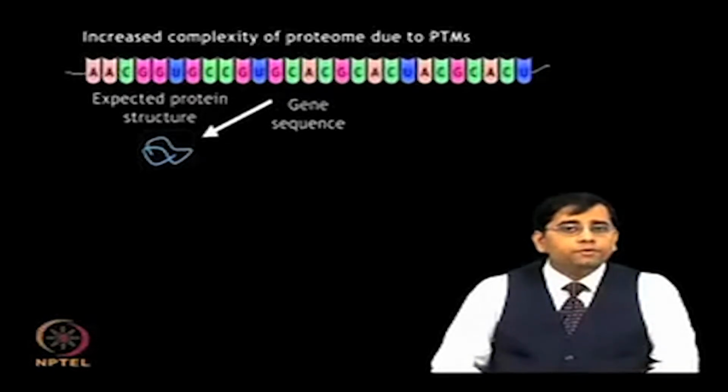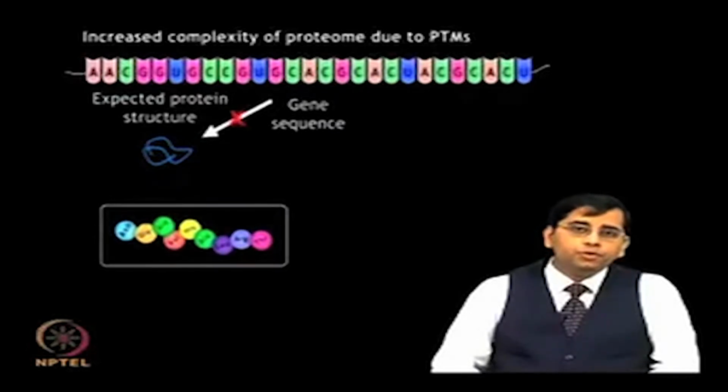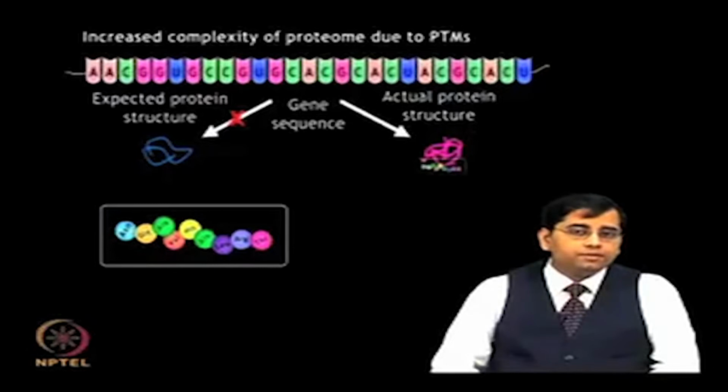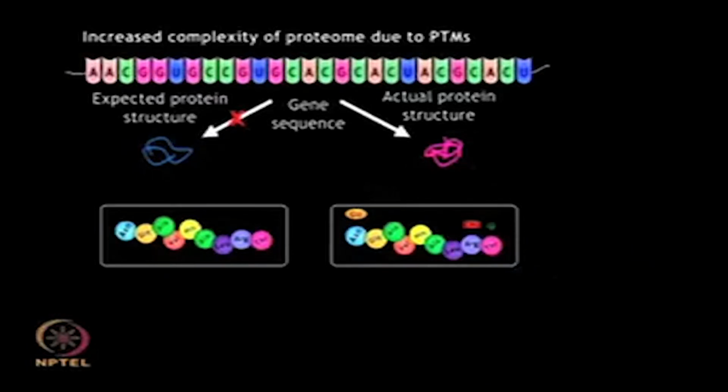This is because of PTMs that occur at various amino acid residues in the protein, which cause changes in interactions between the amino acid side chains, thereby modifying the protein structure. It further increases the complexity of the proteome as compared to the genome.